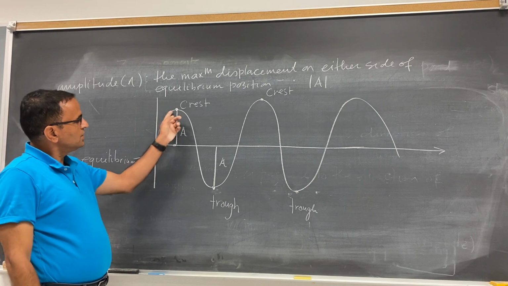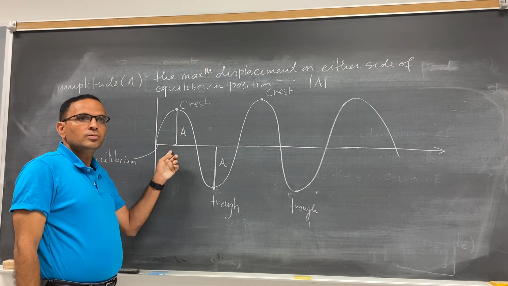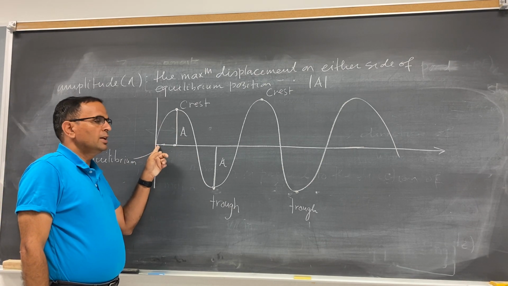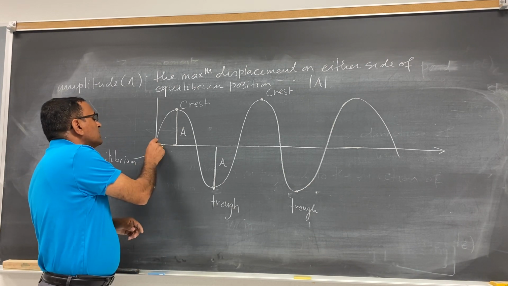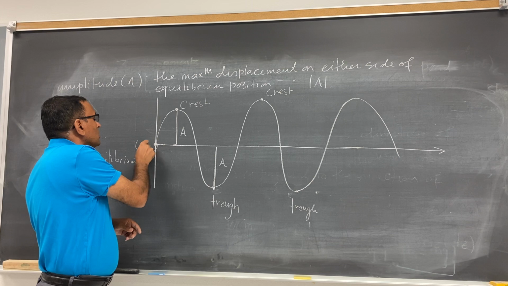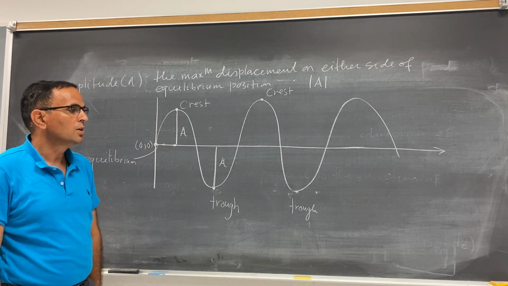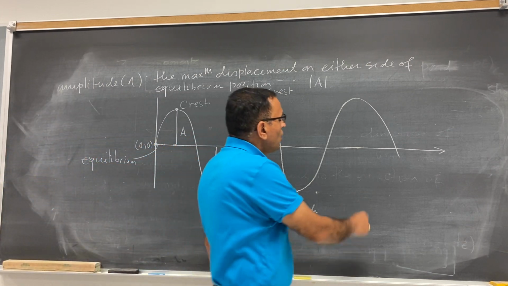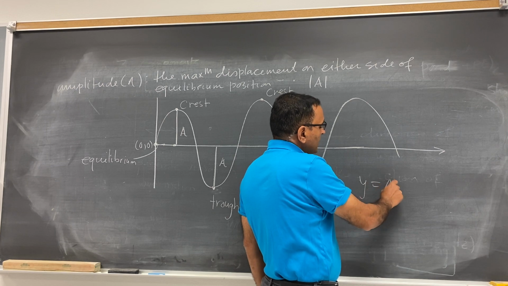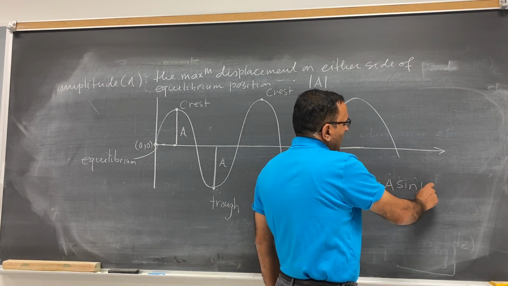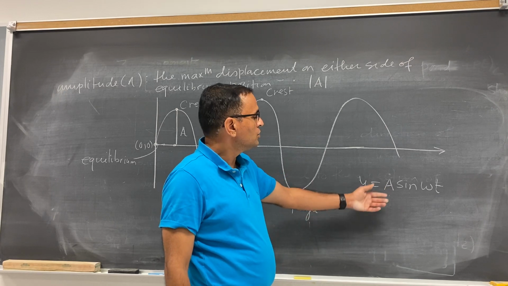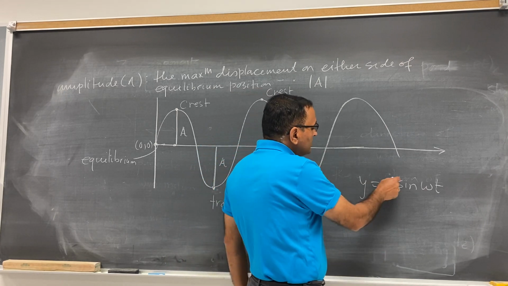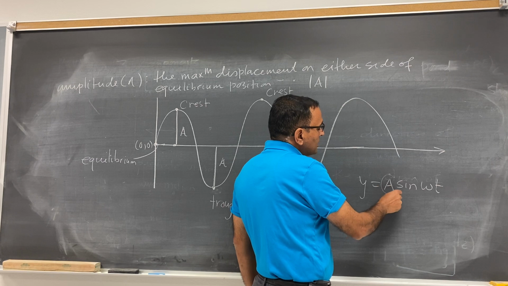Like here, do you know this wave? Is it sine wave or cosine wave? Any idea? This is sine wave. Sine wave always starts from the origin 0, 0. So for example, if you write down the equation y equal to A sine omega t, this A is the amplitude.